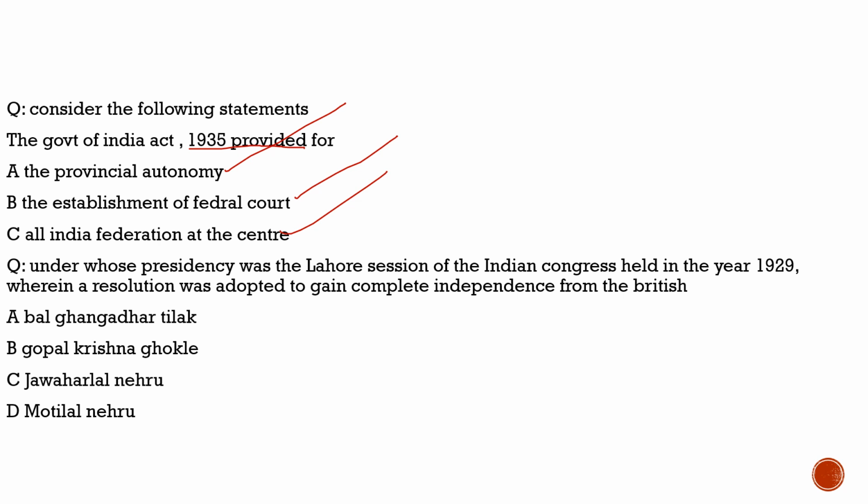Now coming to the last question of today's discussion, it says under whose presidency was the Lahore session of Indian National Congress held in the year 1929, wherein a resolution was adopted to gain complete independence from the British. So here we get to see many questions can be framed directly from this question itself. First, who was the president at the Lahore session? Second, Lahore session held in which year? Third, the resolution of complete independence was raised at which session? So these three questions can be asked from a single question which was asked this year.